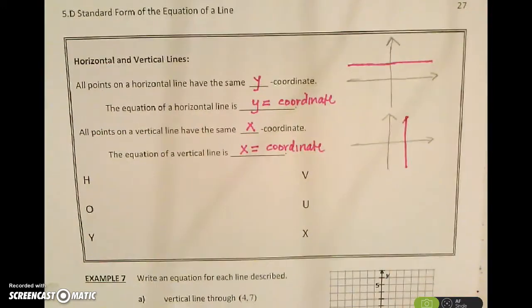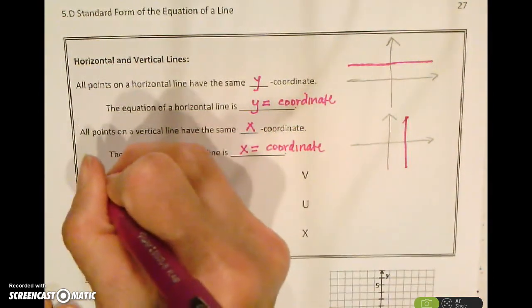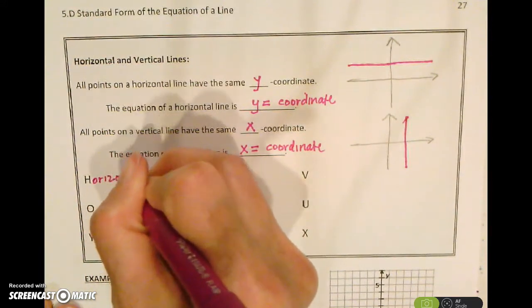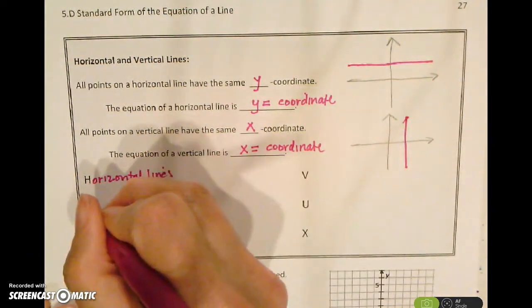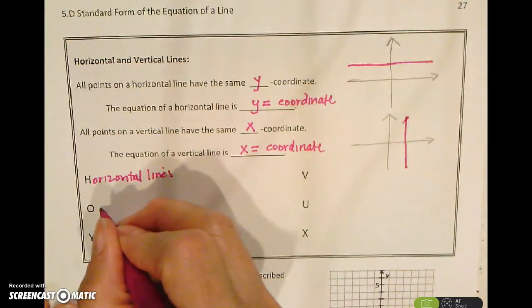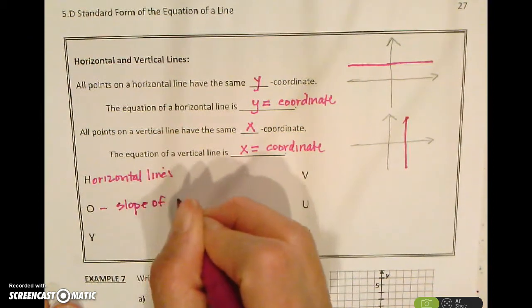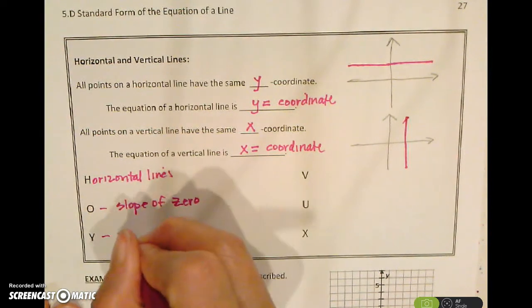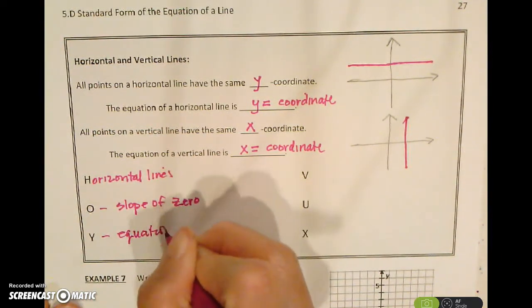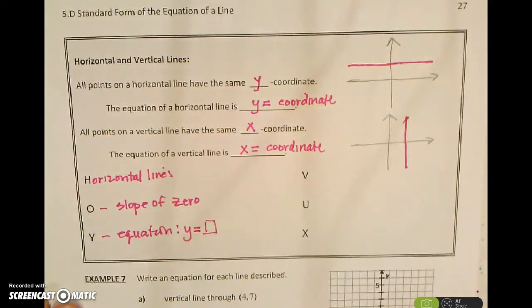There's an acronym. Some people like acronyms to help them remember things. So HOY VOX, so the H refers to the word horizontal, so horizontal lines. And the O is going to reflect that it has a slope of 0. So the O looks like a 0. And then the Y is that it's the equation. It's going to be y equals, and then whatever the y-coordinate is for all those points, it's going to look like that.